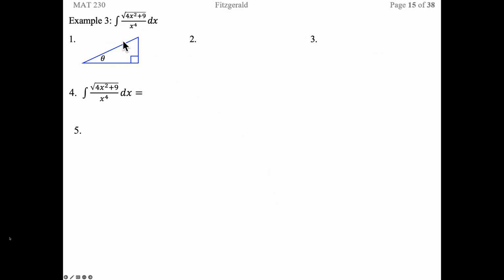Example 3, here's my square root up in the numerator, but now they gave me some more x stuff on the bottom. That's okay. It's just going to take a little more work to simplify. So since it's 4x squared plus 9, this whole radical, that's my hypotenuse. All right, take the square root of 4x squared, that's 2x. Put that opposite of theta. The square root of 9 is 3. Put that as adjacent. So here is my x over my constant. So 2x over 3, that's tangent theta.